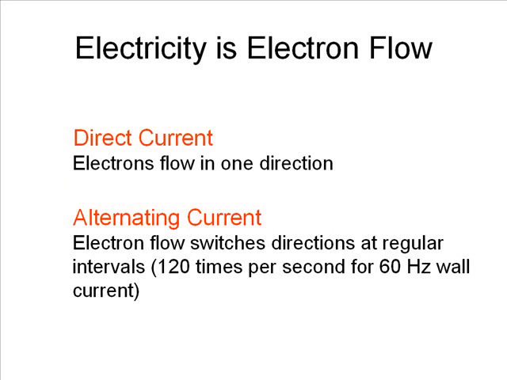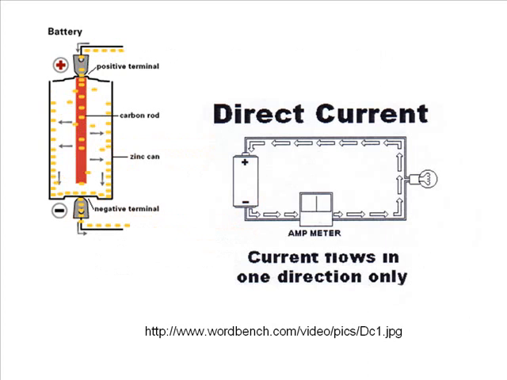But because in one cycle it goes one way and then back the other way, it switches 120 times per second. In Europe, the frequency is typically 50 hertz, whereas for us it's typically 60 hertz. And in some avionics equipment, to keep the size of the transformer down, it's typically 400 hertz.